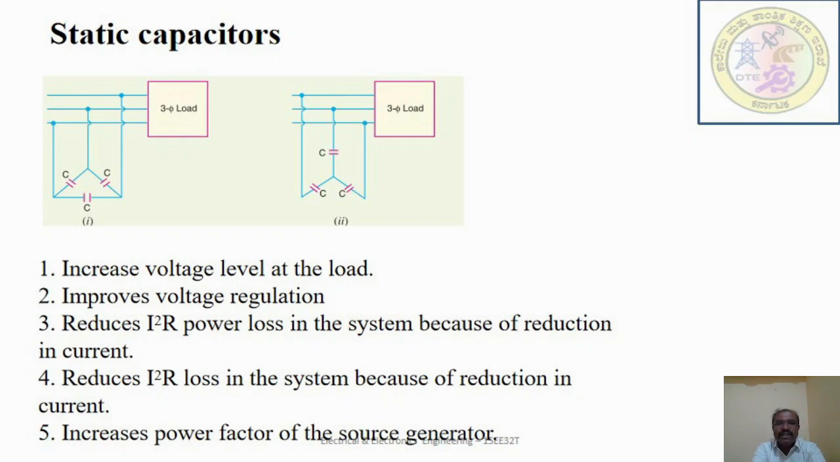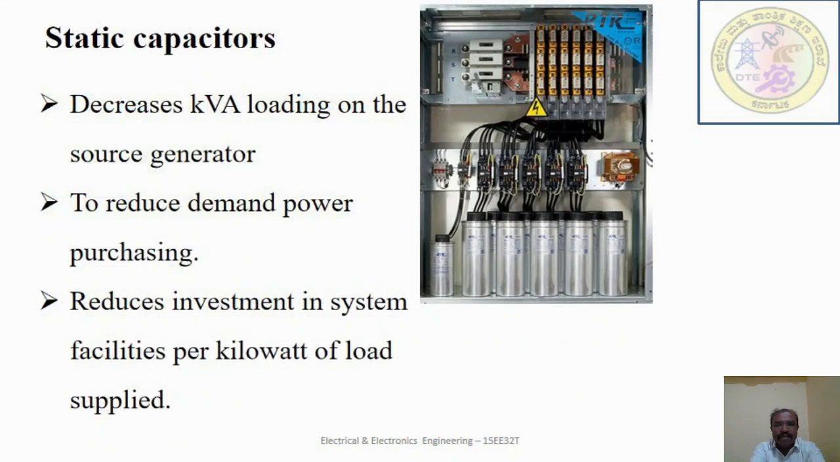Increases the voltage level at the load. It improves the regulation, and it reduces the I square R power loss in the distribution because of reduction in current. Increases the power factor of the source generator. Decreases the kVA loading of the source generator, reduces the demand for purchasing, reduces the investment in system facilities per kilowatt of the load.